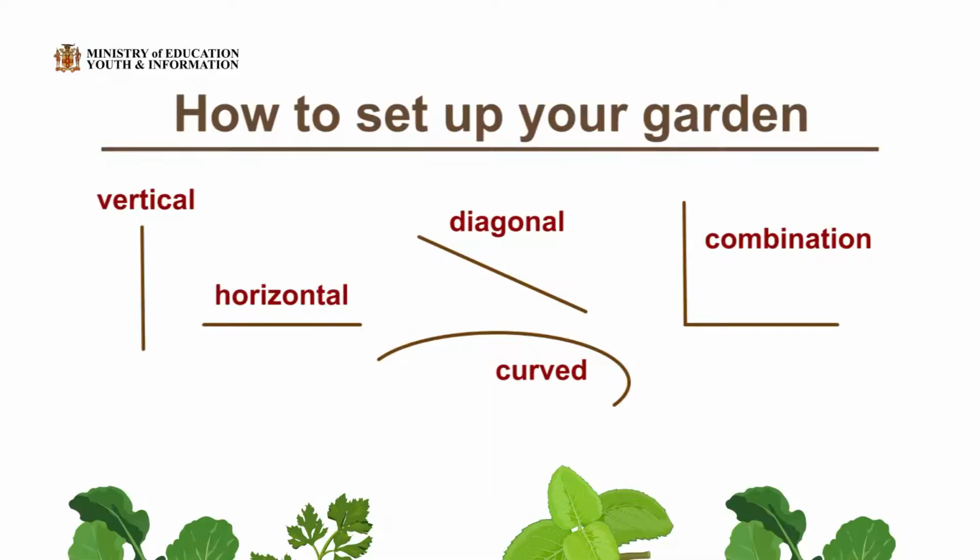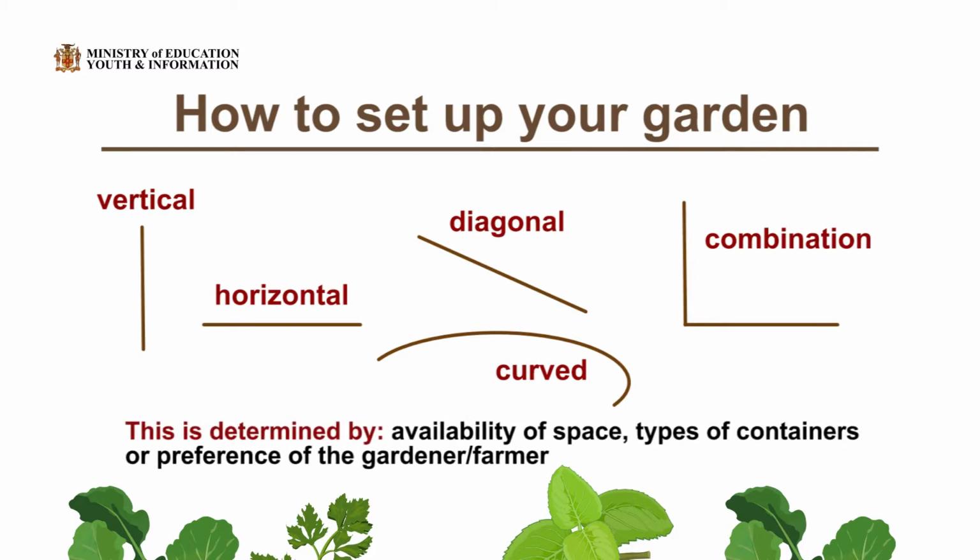How to set up your garden? Container gardens can be set up using different approaches. This can be vertical, horizontal, diagonal, curved, or a combination. This is determined by the availability of space, types of containers, or preference of the gardener or farmer.